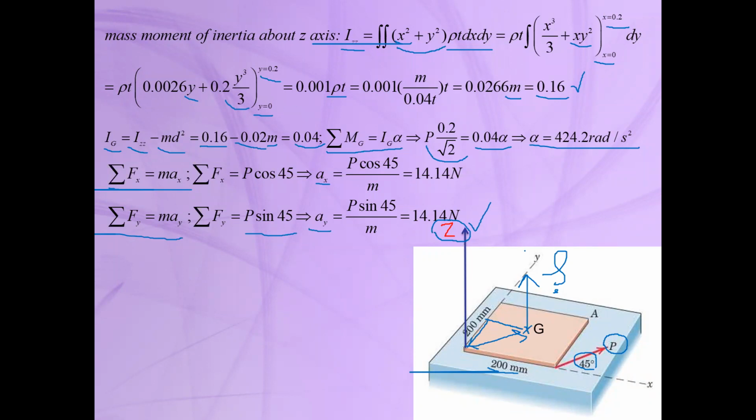The next step, we need to obtain the acceleration for this point A using the acceleration of the mass center, because these data ax and ay are the acceleration for the mass center. Of course, the angular acceleration is for the whole rigid body, but the linear acceleration ax and ay are only for the mass center. So the next step, we need to obtain the acceleration for point A using the acceleration of the mass center. Is it clear so far? Any question?